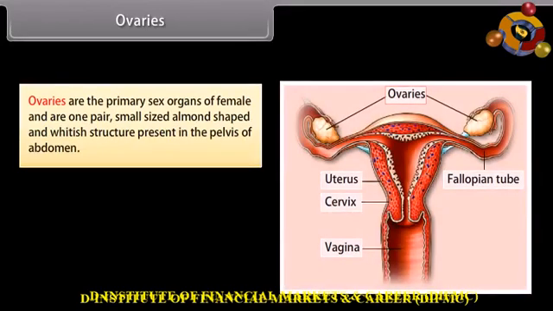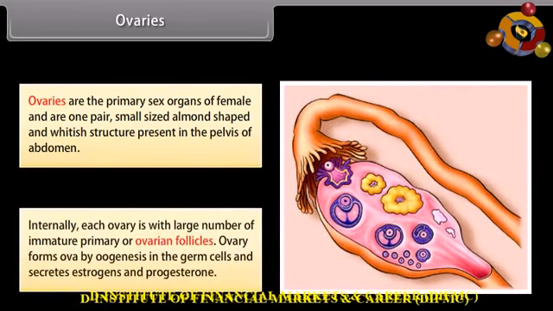Ovaries are the primary sex organs of the female and are one pair of small, almond-shaped, whitish structures present in the pelvis of the abdomen. Internally, each ovary contains a large number of immature primary or ovarian follicles. The ovary forms ova by oogenesis in the germ cells and secretes estrogens and progesterone.